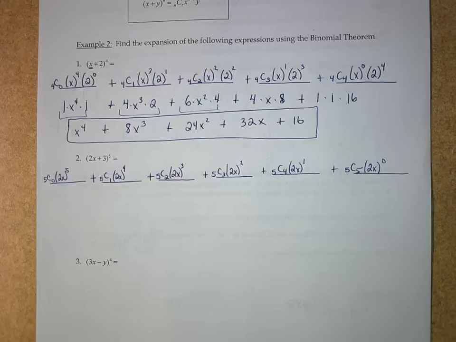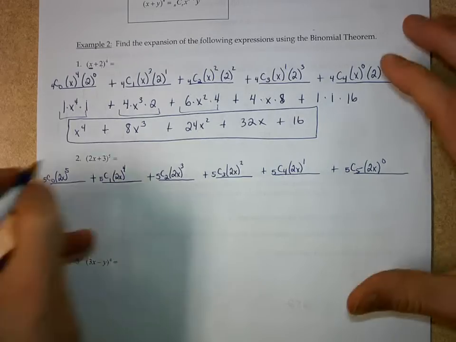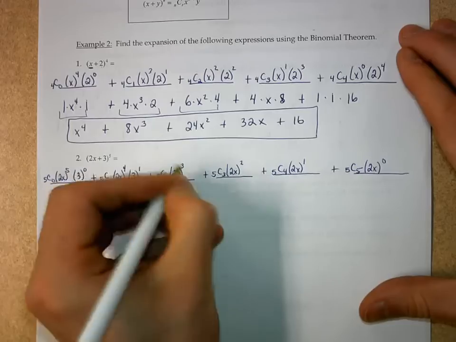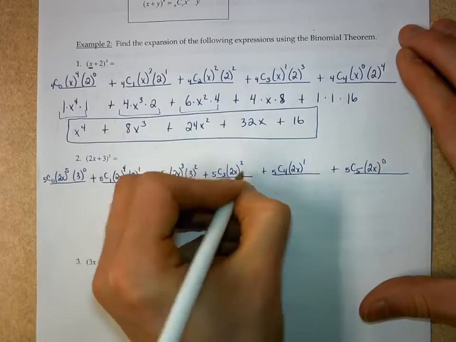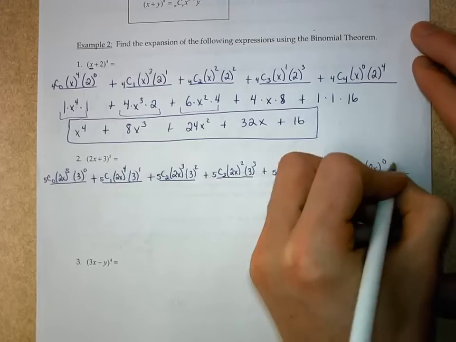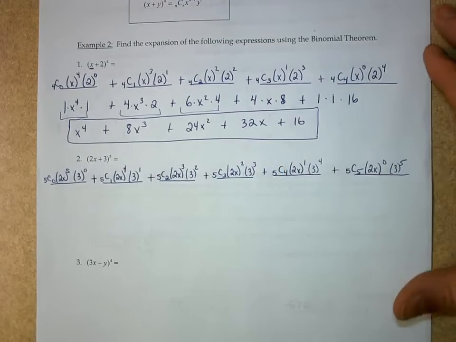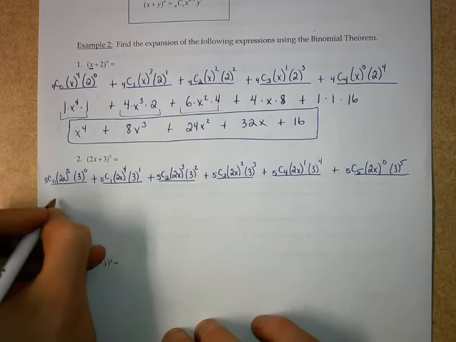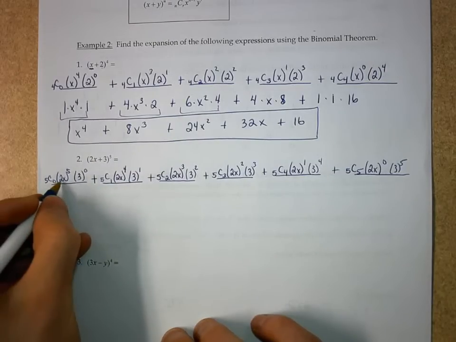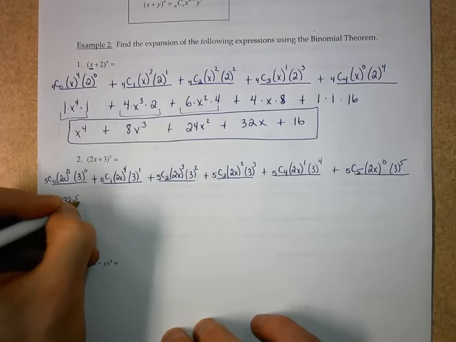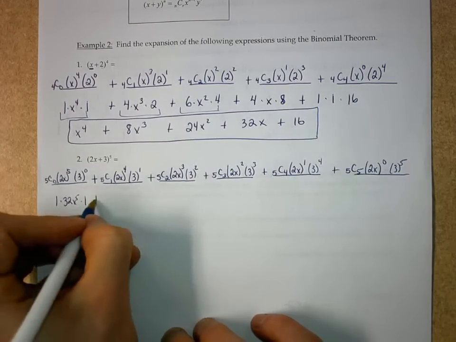And then the final piece is I'm going to take my back term, and go from the 0 power up. So 3 raised to the 0, 3 raised to the first, 3 squared, 3 cubed, 3 to the fourth, and 3 to the fifth. 5 choose 0 is 1, and then 2x to the fifth ends up being 32x to the fifth times 1. So that's my first term.